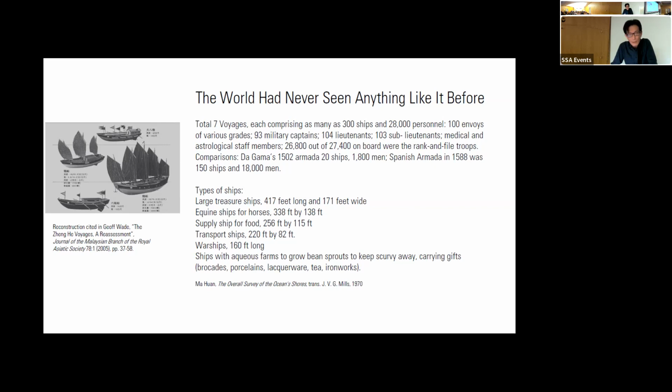You notice that there was also a big presence of military personnel on these ships. Just to give some context, if you think about Vasco da Gama's biggest voyage to India, it was 20 ships, about 1,800 men, which is really the higher estimate. And the famous or infamous Spanish Armada was 150 ships, about 18,000 men.